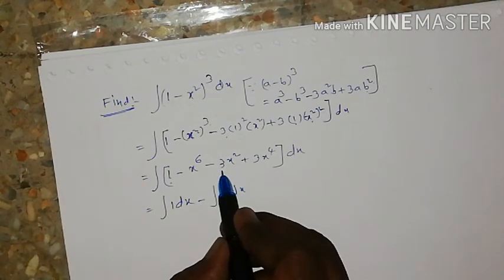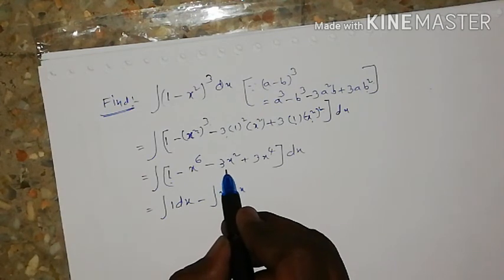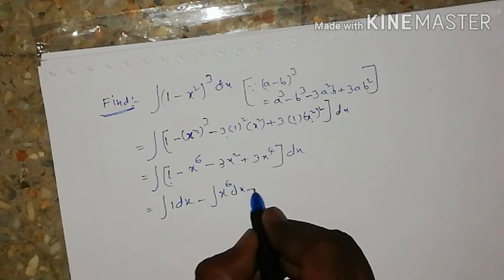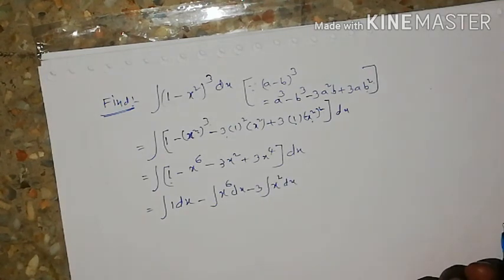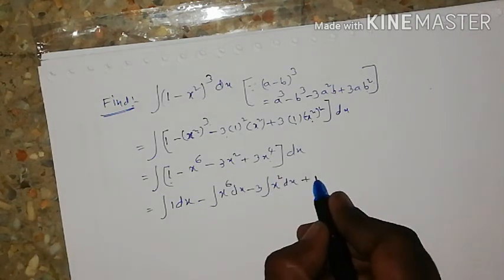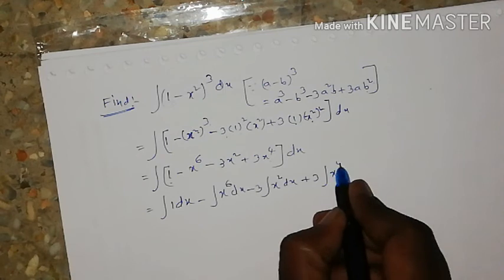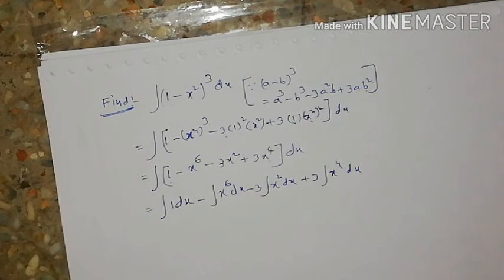Here, 3 is the coefficient of x square? Yes, it is the coefficient of x square. So I am taking minus 3 outside, integration of x square dx, plus, here 3 is the coefficient of x square, so again I am taking 3 outside, integration of x power 4 dx. So the terms are separated. Now observe, they are in formula form. You can apply the formulas directly.